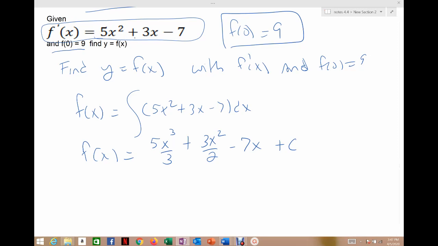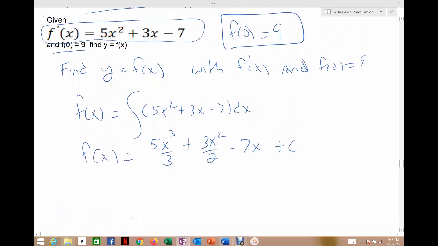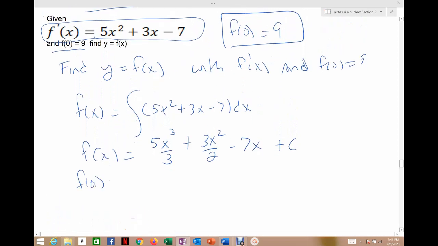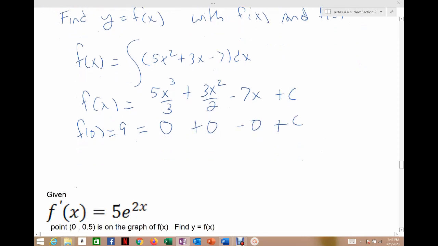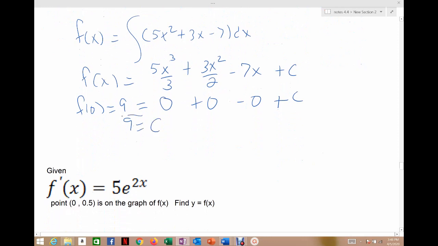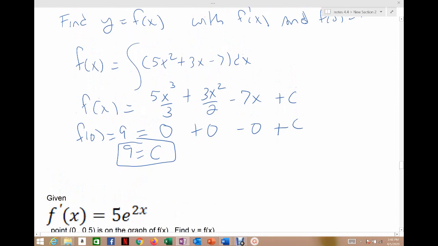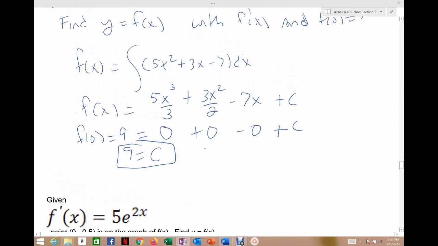There should be one unique function when that happens, and so we plug that in. When I plug 0 in for x, I should get 9 out for y. So I'm going to plug 0 in. Those terms are all going to 0 when I plug 0 in, and so my constant value has to be 9. This is a nice case because 0 is just a nice value to plug in, and that's not my answer. That just gives me my unique constant, which means the function I'm looking for is the answer.